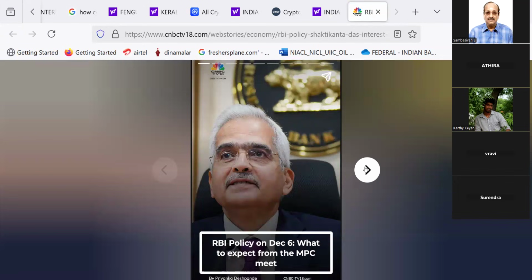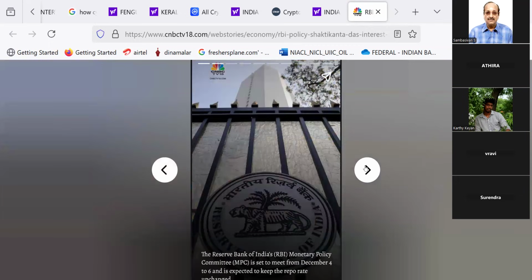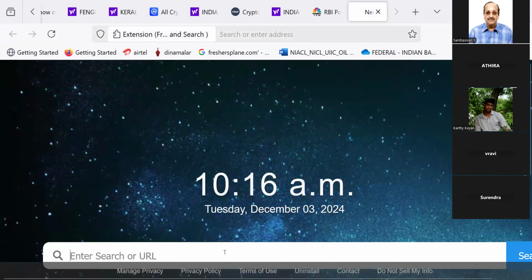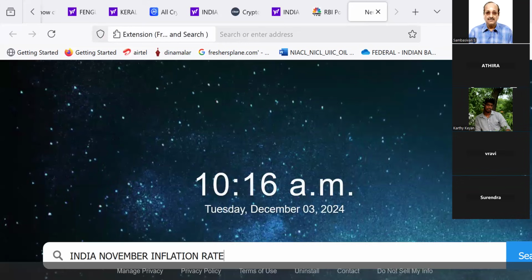Good. Who is the governor? Mr. Shaktikanta Das. It will happen for 3 days, 4 to 6. RBI is expected to keep the repo rate unchanged, though the inflation in the month of November was 6.21. Was it November or October? I think October, sir. 6.21 was the October. November inflation rate we will see. India November inflation rate announced.